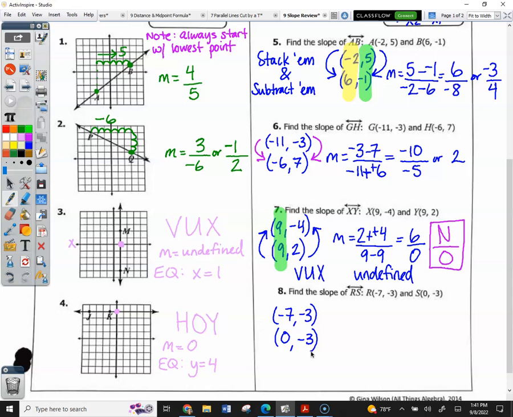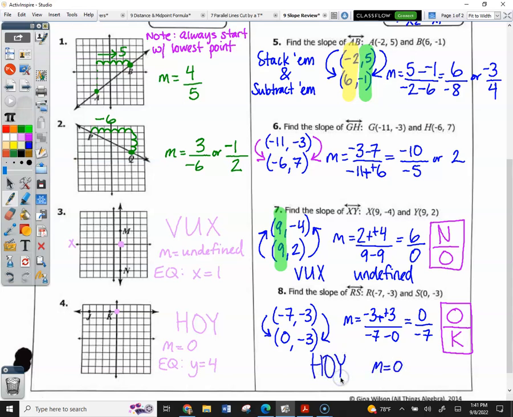Y. I'm going to subtract this way. So my slope is -3 minus -3 over -7 minus 0. That ends up being 0 over -7, which is okay. This is okay. And that means that slope is 0. This is a Y problem. And with the equation, y equals 7? Not 7. No, not 7. It would be y equals -3. It's always what the number is that's repeated.